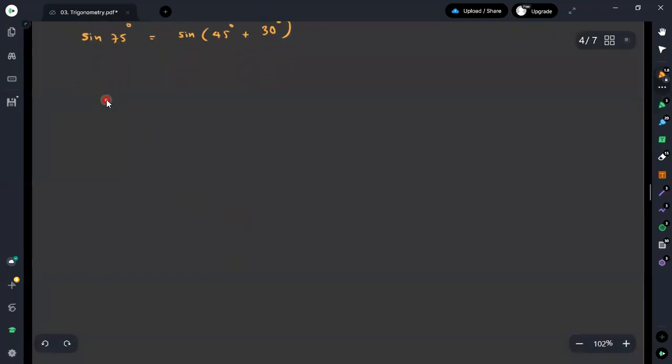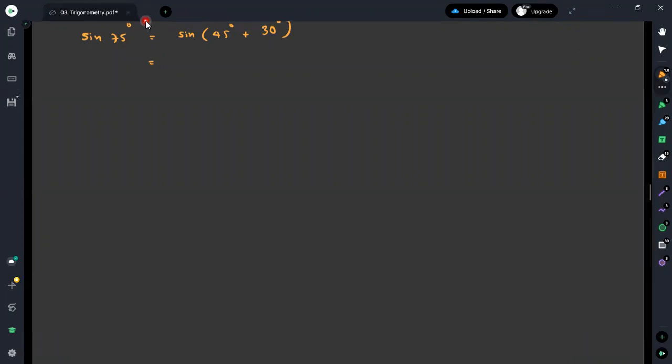Here, first we need to take the value for sine 75 degrees. If you are taking it as a degree measure, you can write it as sine of 45 degrees plus 30 degrees. If you need, you can interchange these two angles as well, with 30 coming first and 45 later. The order is not important, but the sum should give 75 degrees.